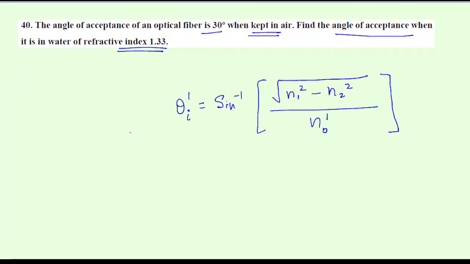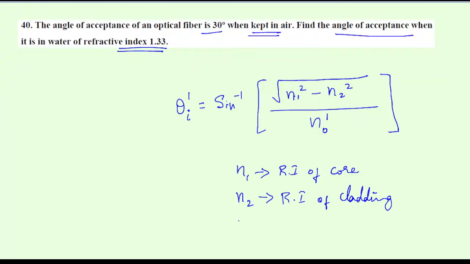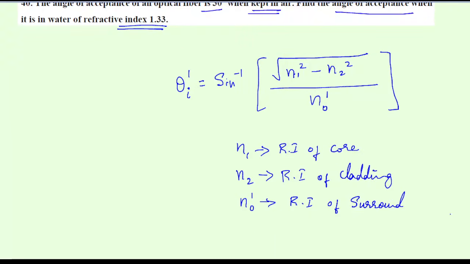What are the terms used here? N1 is the refractive index of the core of the optical fiber. N2 is the refractive index of the cladding, and n0 dash is the refractive index of the surrounding medium, meaning the medium in which we have placed the optical fiber.